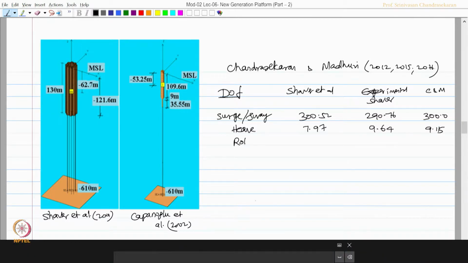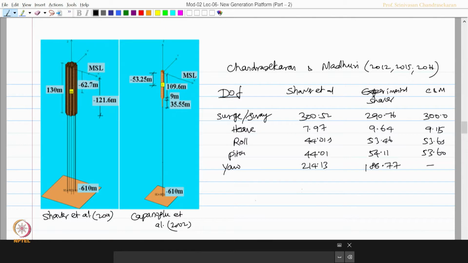In roll degree of freedom, this was 44.01 seconds, this was 53.46 seconds, whereas this was 53.6 seconds. In pitch degree of freedom, this value was found to be 44.01 and 54.11, and this again showed to be 53.60. In yaw degree of freedom, which is a flexible degree, this was 214.13 seconds. Shaver showed 186.77 experimentally, and of course, they did not report anything of this order.